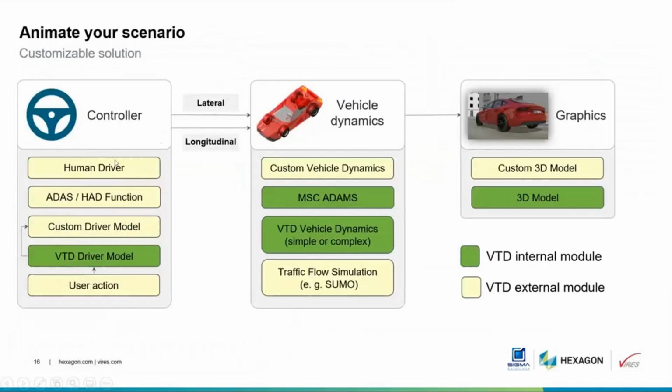So then all these controllers, how you could connect with the third-party vehicle dynamics, and how you could do the animation within our VTD image generator. So this is the flow. Okay, so you could have controllers and you can have vehicle dynamics with the MSC vehicle dynamics. Okay, so Adams basically. So then you could visualize all those things in the graphics.